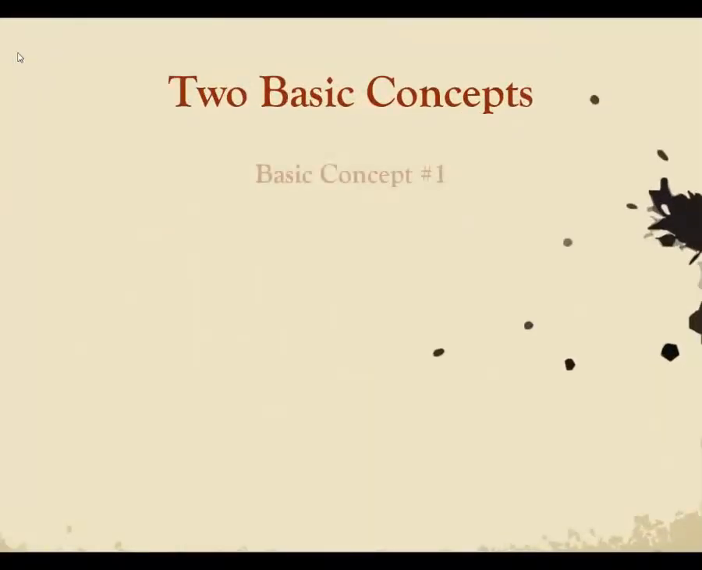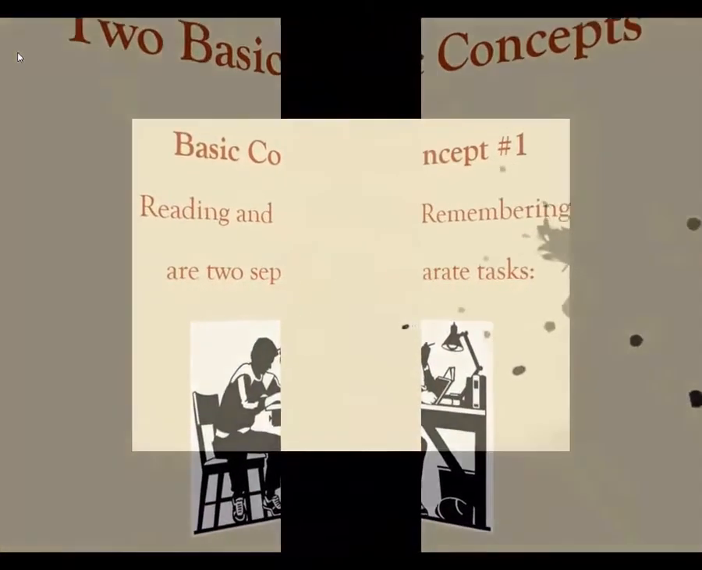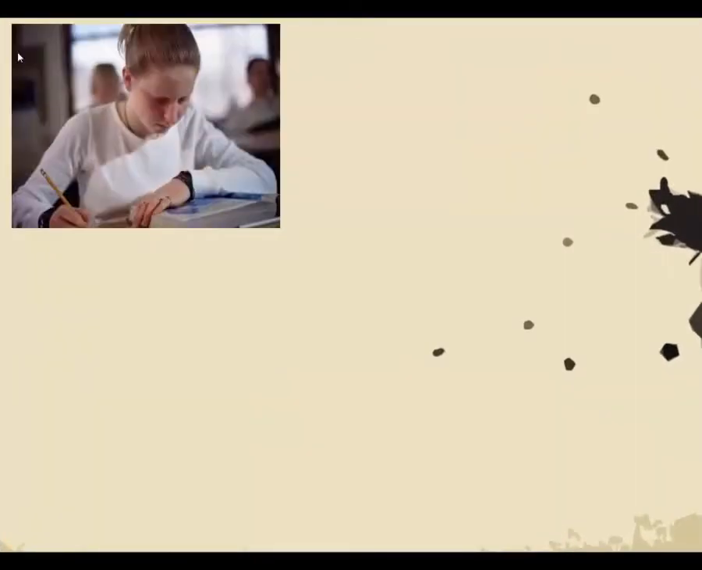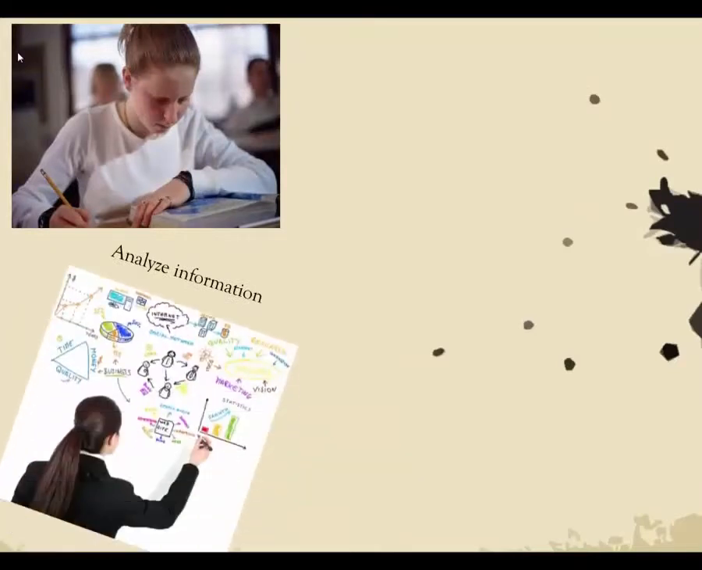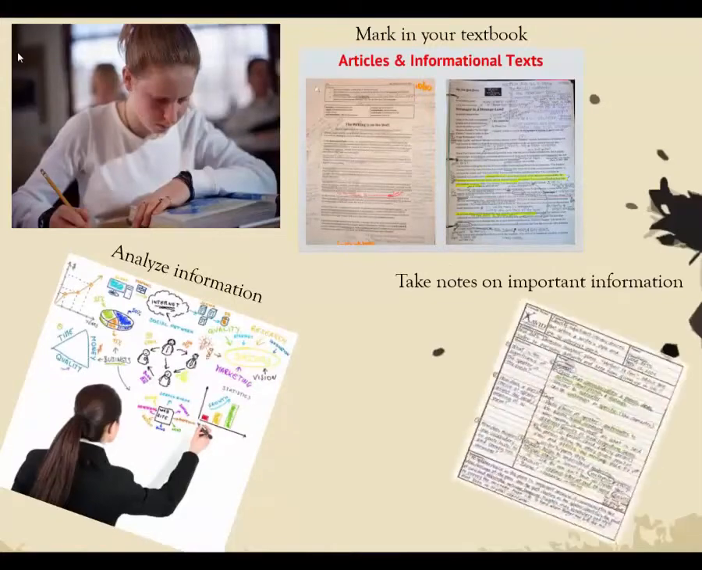There are two basic concepts to remember. First, reading and remembering are two separate tasks. Most reading is done passively, which means we skim for minimum information. Passive reading then can become inattentive reading, which means we are not reading for understanding or comprehension. While studying, reading should be an active or busy process where you analyze information, mark your textbook, and take notes on important information.